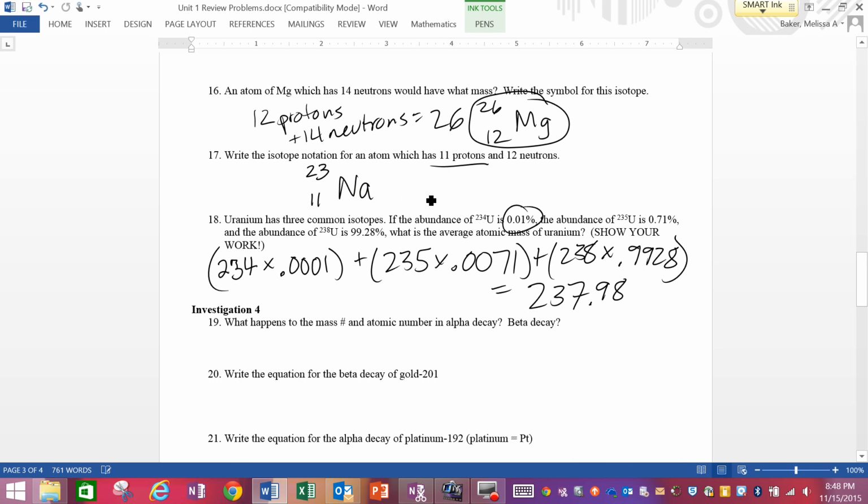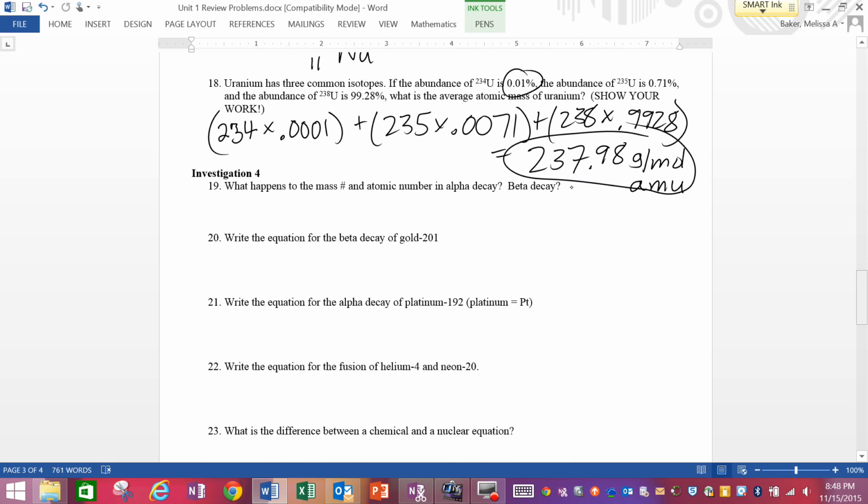And if you add all that together, it ends up being 237.98 grams per mole, or you could write AMU. Either one of those units works great. And this makes sense because 99% of the time it weighs 238. And once in a while, 0.01% of the time or 0.71% of the time, it weighs less. Those are slightly bringing the average down from 238.